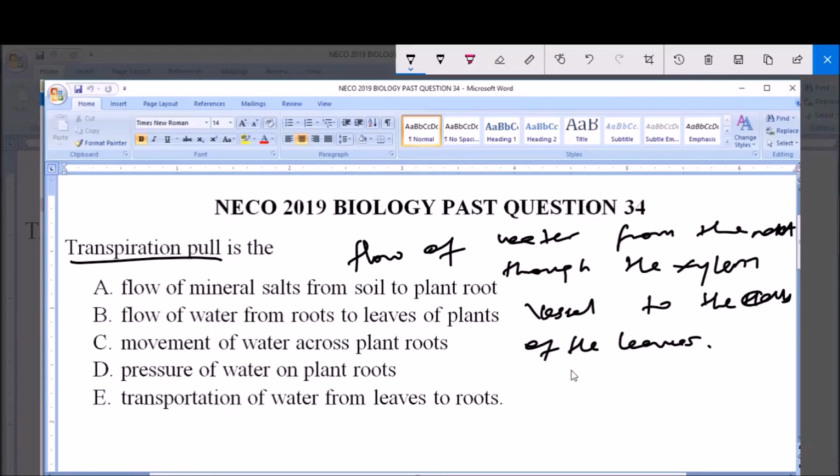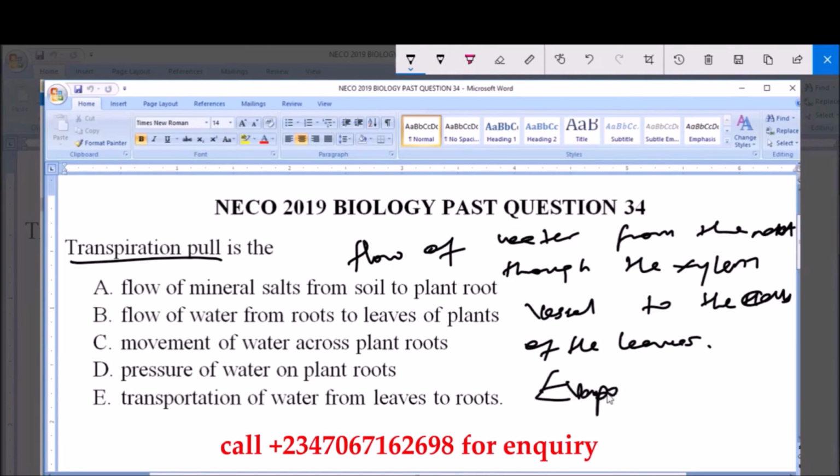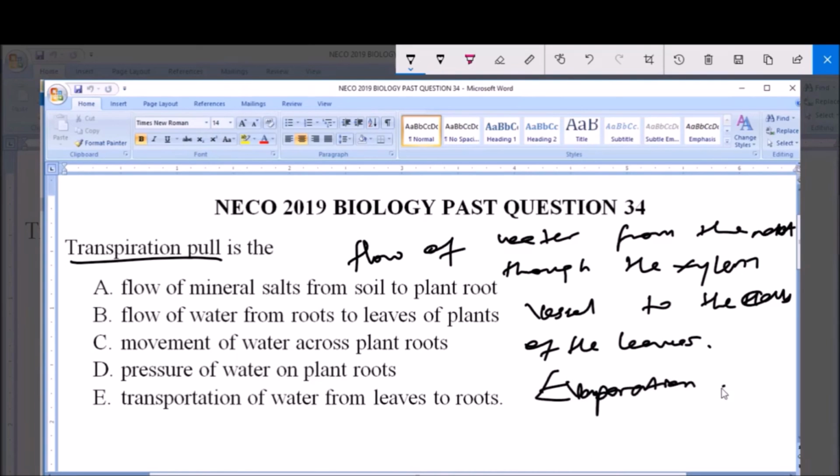Now, transpiration pull is like a force that actually moves water. Remember, the roots conduct water from the soil. The flow of water from these roots through the xylem vessels, which is the vessel responsible for the conduction of water and salt to the leaves, is what we refer to as transpiration pull. After this water has been moved to the cells of the leaves, evaporation occurs, and then the water diffuses out of the plant as vapor through the stomata. So transpiration pull simply involves the flow of water from the roots to the leaves of plants for transpiration to occur. So option B is the right answer.